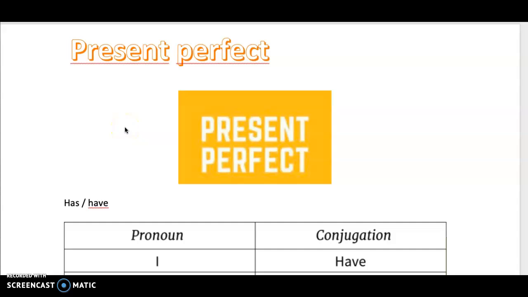Hello guys, this is your teacher Nicholas and today we are going to study present perfect, okay? I am going to explain to you the very basics for present perfect.